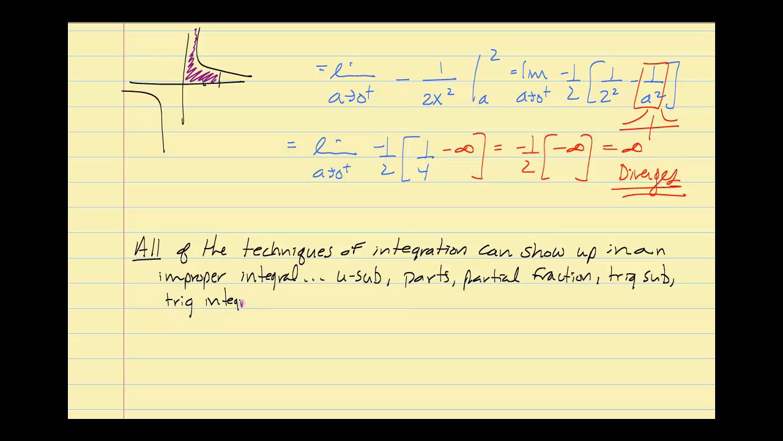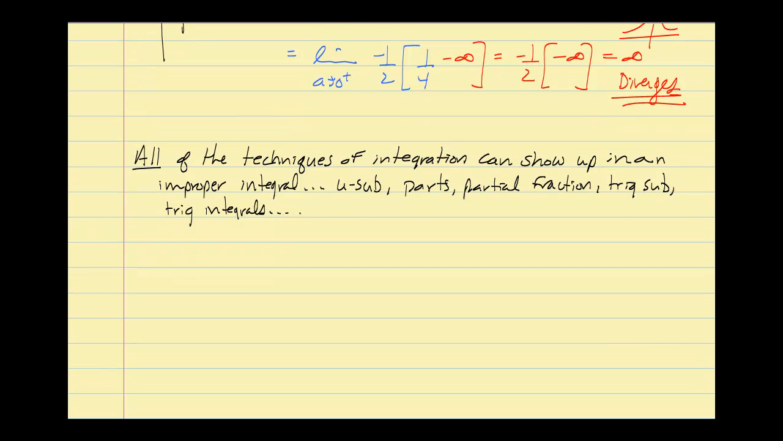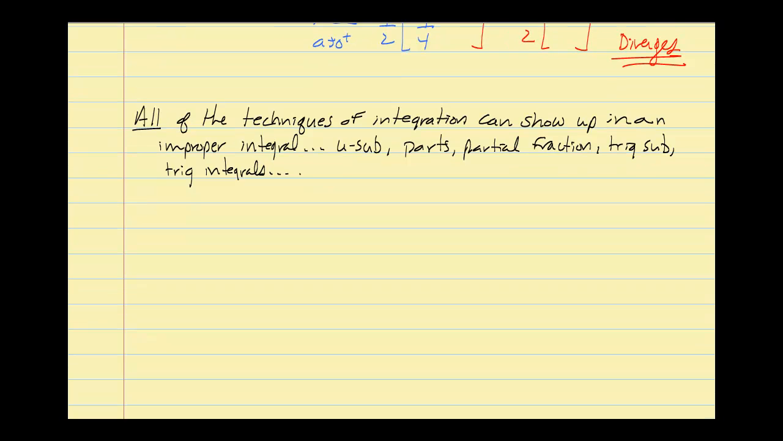So all of these things can still show up, but now what we've added is the complexity of an improper integral. And remember, an improper integral can show up for one of two reasons. I could have an infinite limit of integration, or I could have an integrand that has a discontinuity across the limits of integration. So let's go ahead and look at some more complex problems.